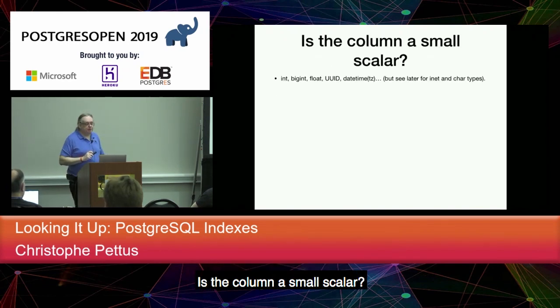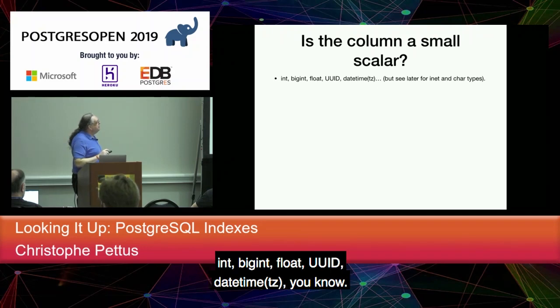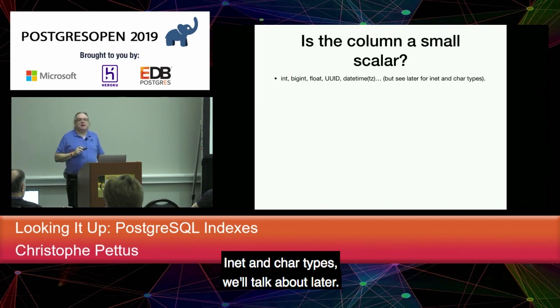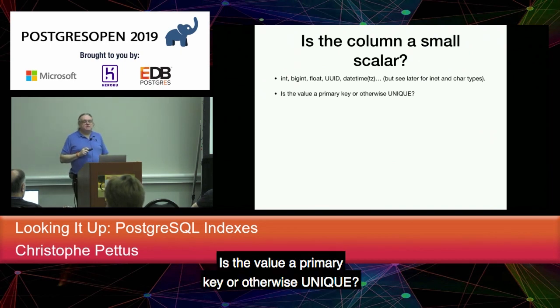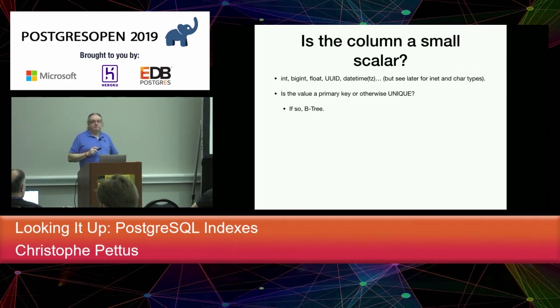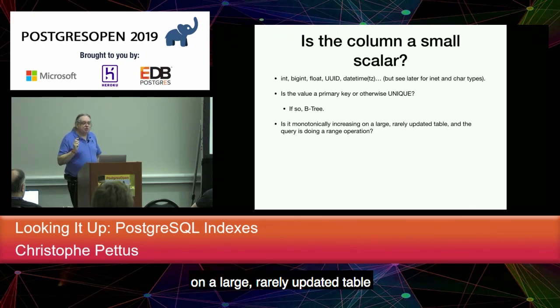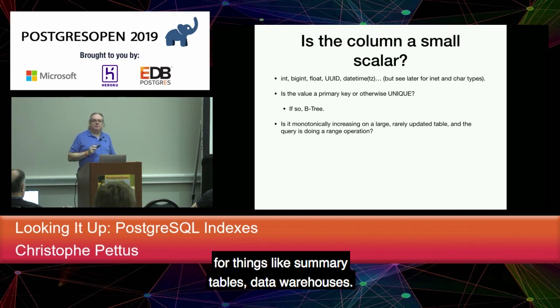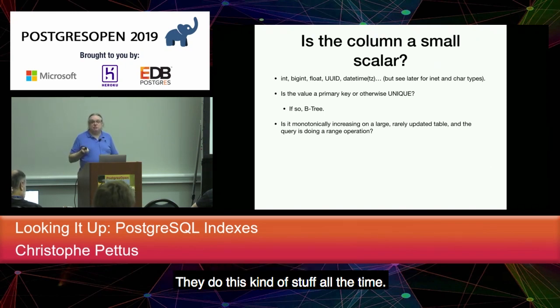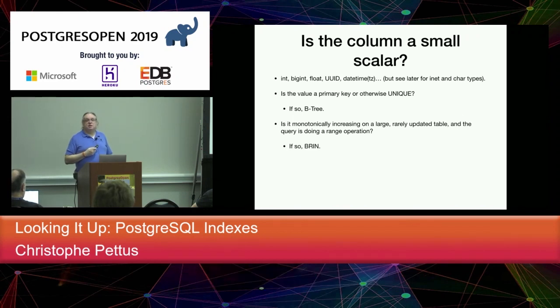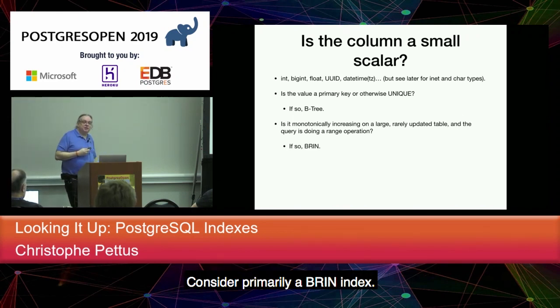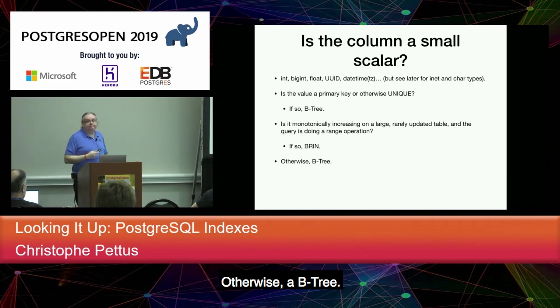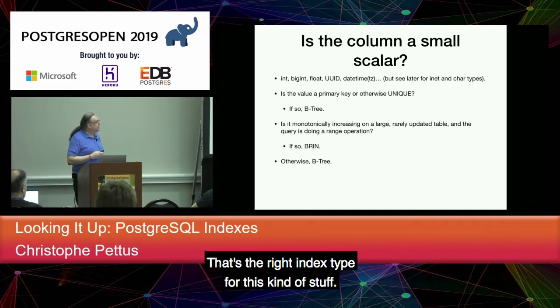Is the column a small scalar? These I would all call small scalars: int, big int, float, UUID, timestamp TZ, inet. Char types we'll talk about later. Is the value a primary key or otherwise unique? Then use a B-tree. That's your choice right now. Is it monotonically increasing on a large, rarely updated table and the query is doing a range operation? This is a pretty common kind of thing for things like summary tables, data warehouses. They do this kind of stuff all the time. Consider primarily a BRIN index. Otherwise, a B-tree. That's the right index type for this kind of stuff.